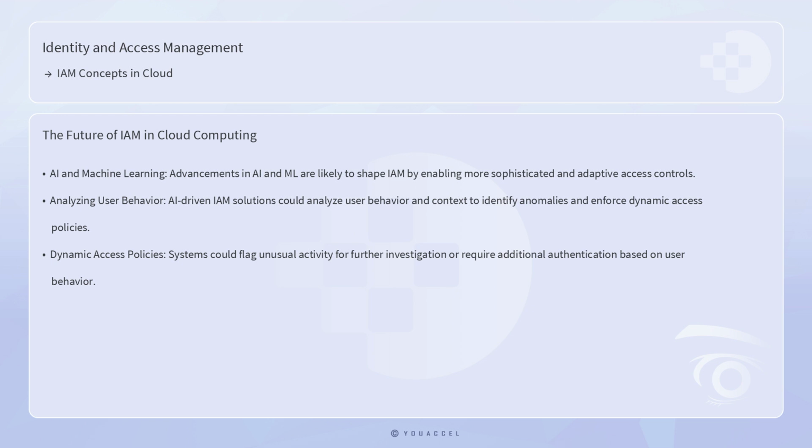The future of IAM in cloud computing is likely to be shaped by advancements in artificial intelligence and machine learning. These technologies have the potential to enhance IAM by enabling more sophisticated and adaptive access controls. For instance, AI-driven IAM solutions could analyze user behavior and context to identify anomalies and enforce dynamic access policies. If a user suddenly attempts to access resources from an unusual location or at an odd time, the system could flag this activity for further investigation or require additional authentication.